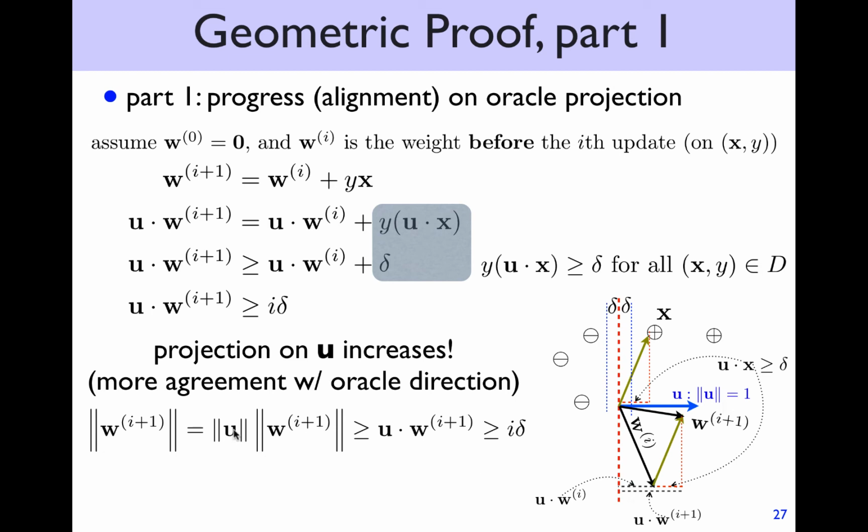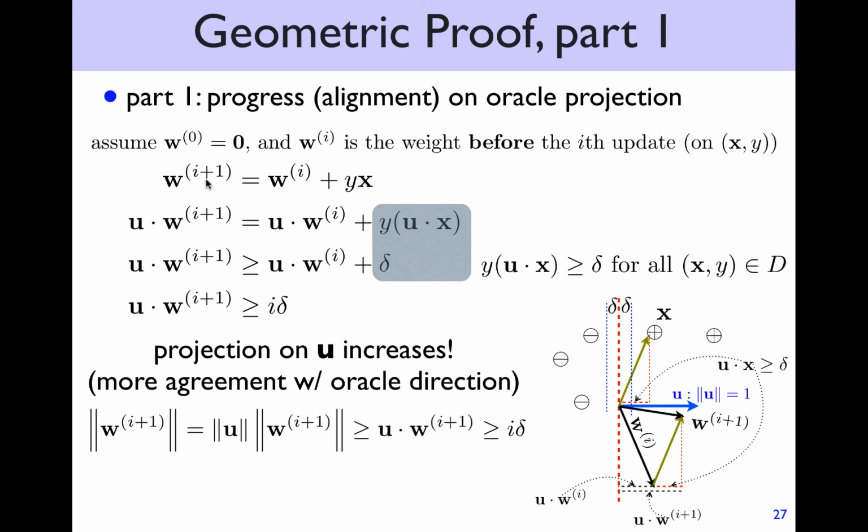And because of that, you can show that the norm or the length of the weight vector after I updates is at least I delta, because even the projection along the correct direction is I delta, then the length itself must be longer than I delta, right? So that's the geometric version of the proof. Now we also have to understand the purely algebraic version of the proof, which we can get by translating what we just said about geometry back to the equations, back to the boring part of mathematics, okay?